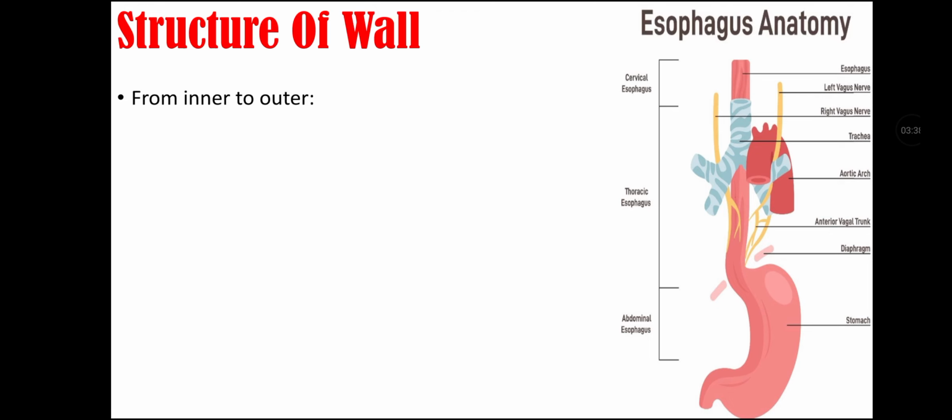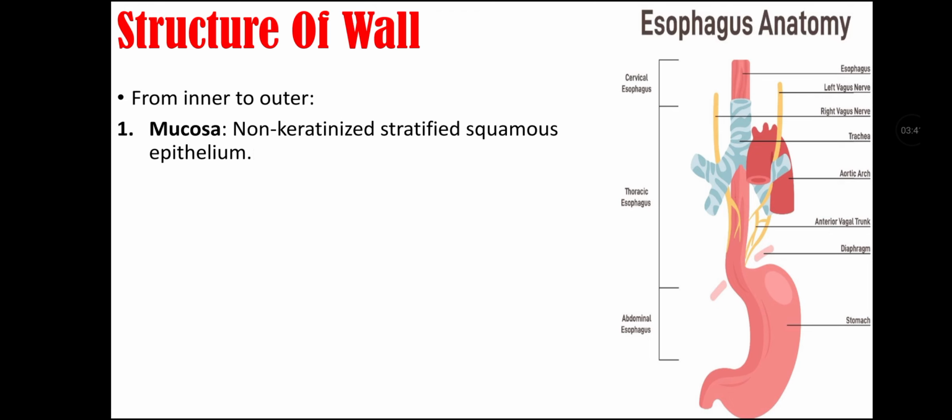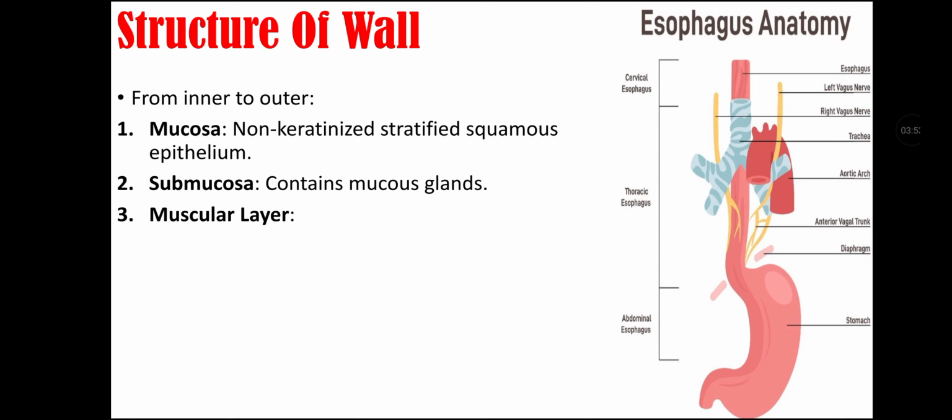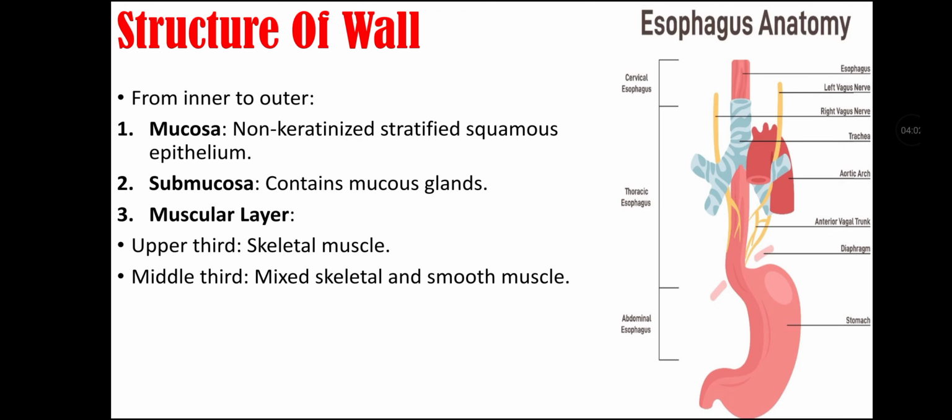Structure of wall of esophagus from inner to outer. First wall is the mucosa that is made up of non-keratinized stratified squamous epithelium. Second wall is submucosa that contains mucus gland. Third wall of esophagus is muscular layer. In upper third area of esophagus, muscular layer is skeletal muscle. In middle third of esophagus, muscular layer is mixed skeletal and smooth muscle. And in the lower third of esophagus, muscular layer is smooth muscle only.